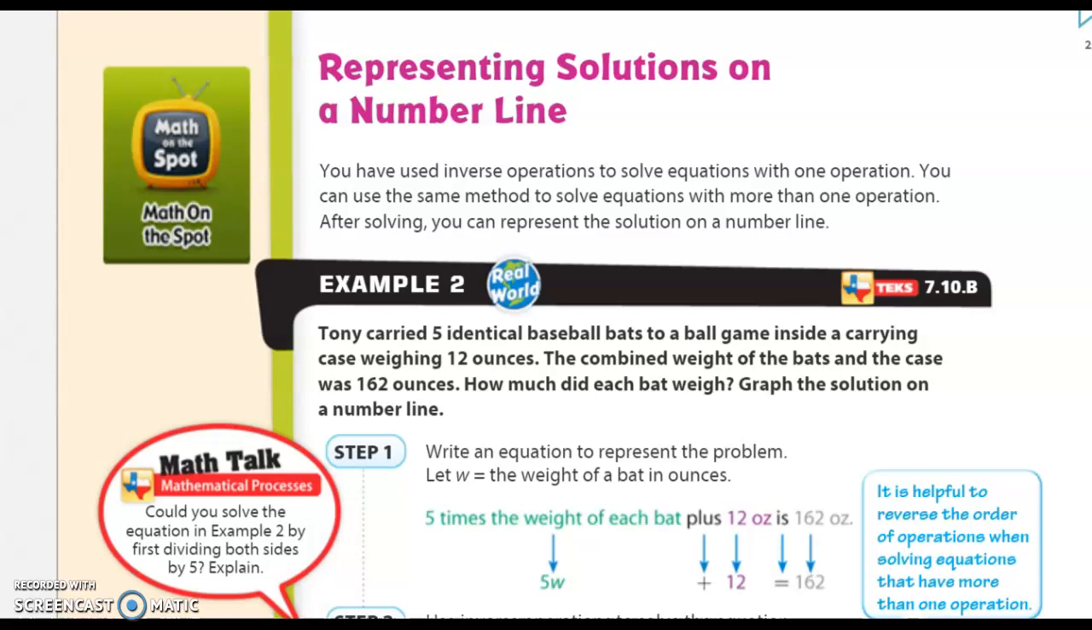Now, as you notice, representing solutions on a number line is just an offshoot of solving equations where we can plot our answers and interpret them on a number line. So what we're going to do at this moment, I'm going to go ahead and switch over to our work, and I'm going to show you what that looks like.